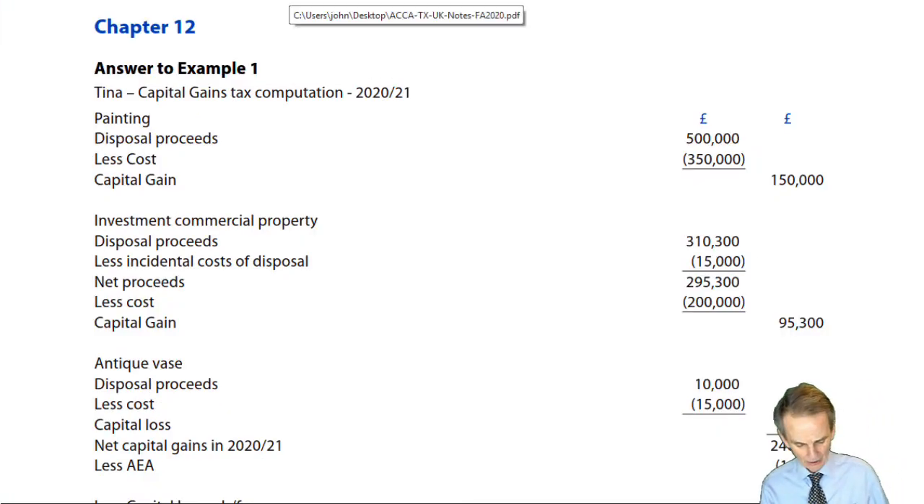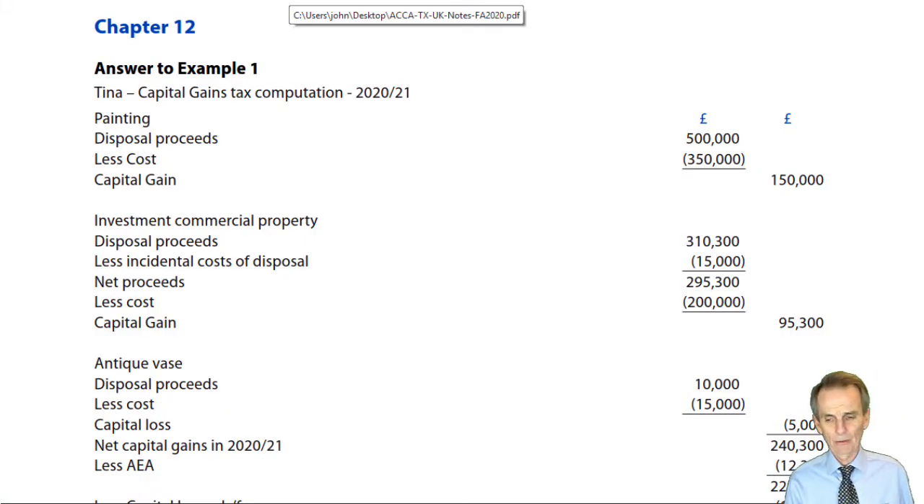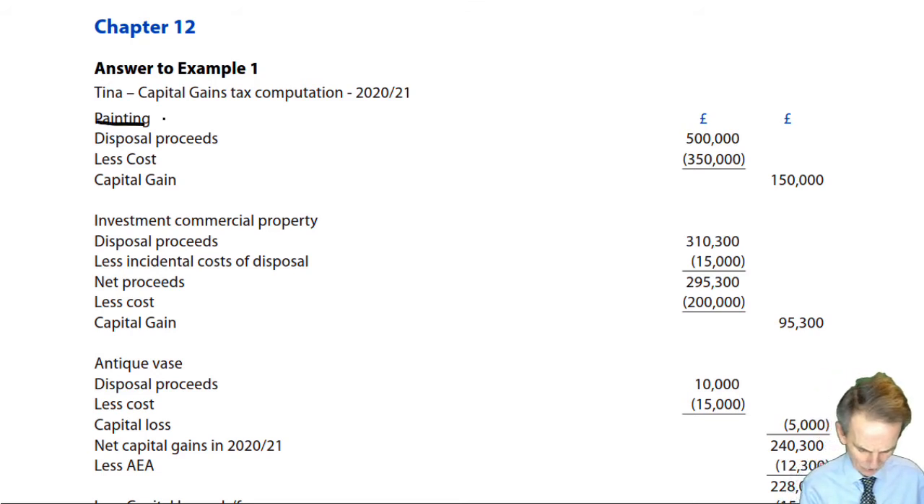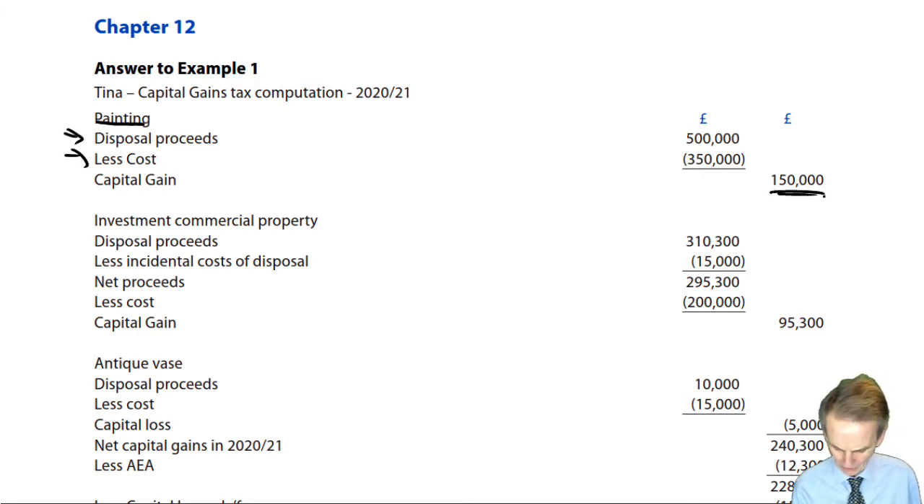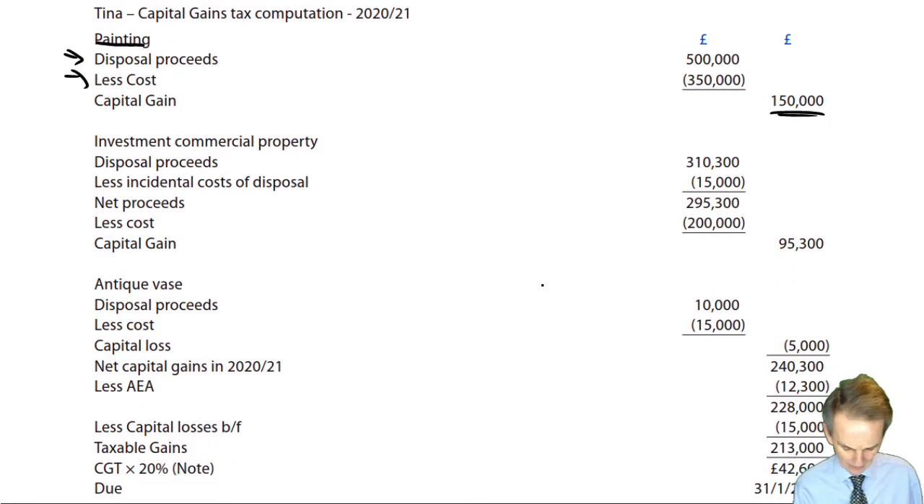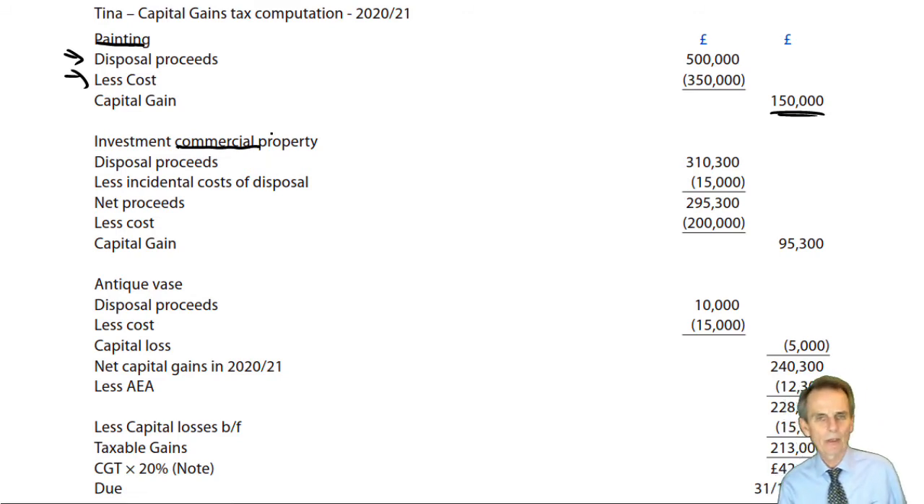In terms of the calculations of the gains and losses themselves, well, I would hope not too much difficulty there. We knew our disposal proceeds in relation to the painting. We knew our cost, and therefore it's an easy calculation of the gain. The investment commercial property. Now, I keep emphasising commercial property. Had this been residential, then the calculation of the gain itself would not have changed. It would be exactly the same.